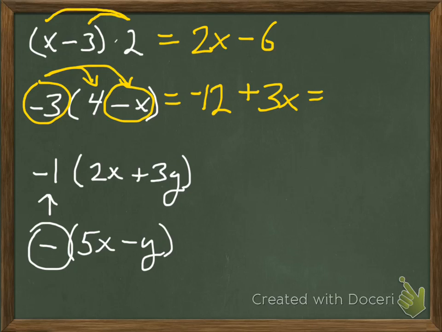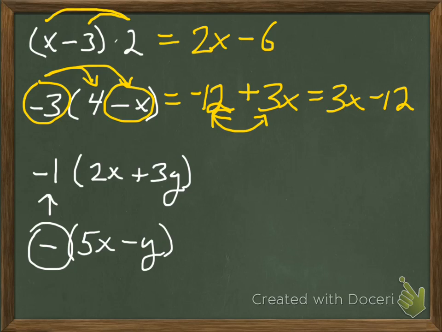Now if you want to rewrite that as 3x minus 12, you're welcome to do that. Essentially you're using the commutative property of addition to switch the 3x, oops, that doesn't look like a 12 anymore, and the negative 12. Okay, and a lot of people like to have positive things out front. They also like to have the variables out front and the constant term towards the end.